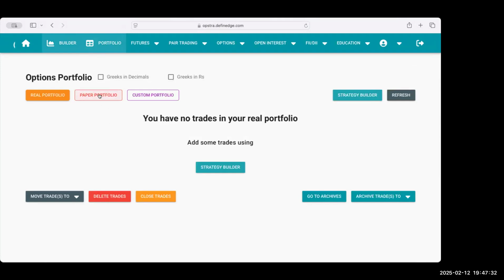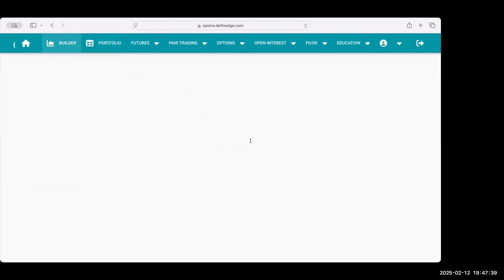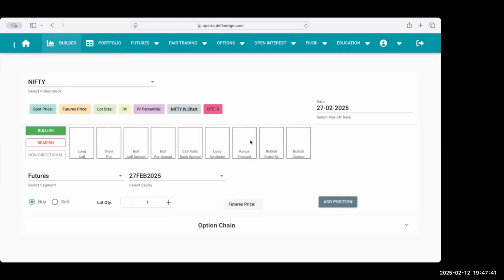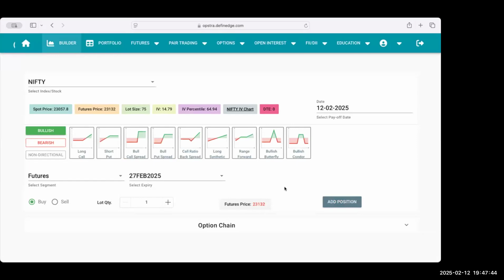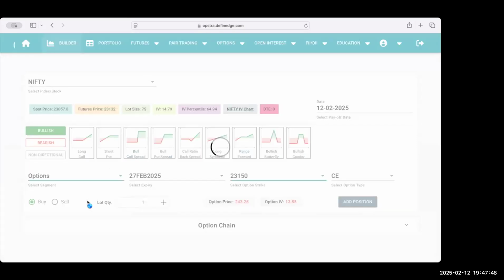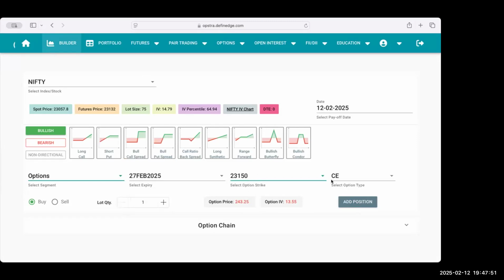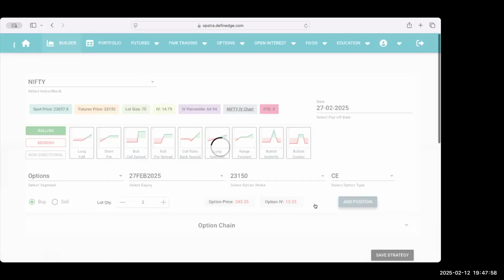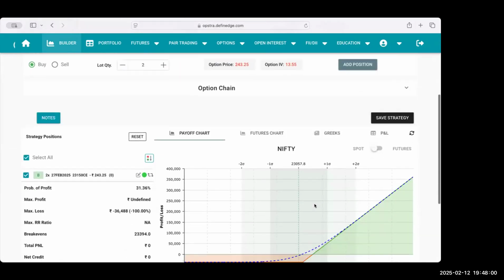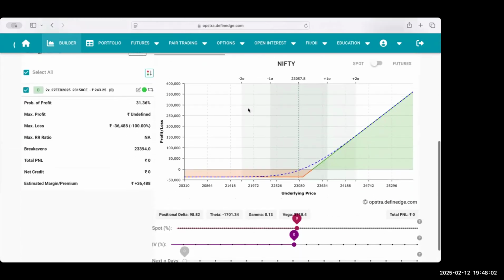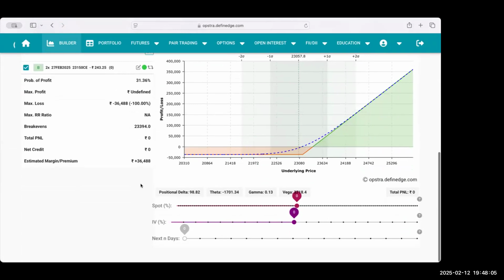And here, if you want to learn, there is something called paper portfolio. In this you can take a trade. Now this is Nifty, and I'll change to option 23,150 CE. I will take 2 lots. I will add my position for tomorrow. It's a kind of dummy. Yes, it is paper trading.